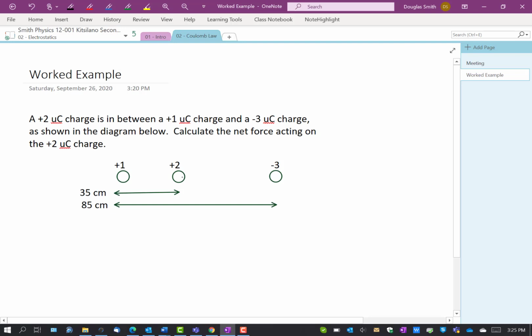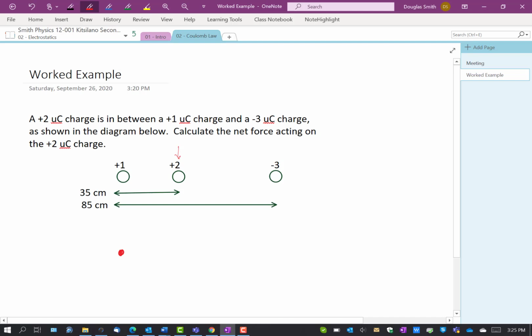So the question is, there's a 2 microcoulomb charge in between a 1 microcoulomb charge and a negative 3 microcoulomb charge. And I'm looking for the net force acting on this charge here. So the first thing I would do is get in my head what kind of forces are acting on that. We could even do a force diagram on that thing, like, if that's the charge.